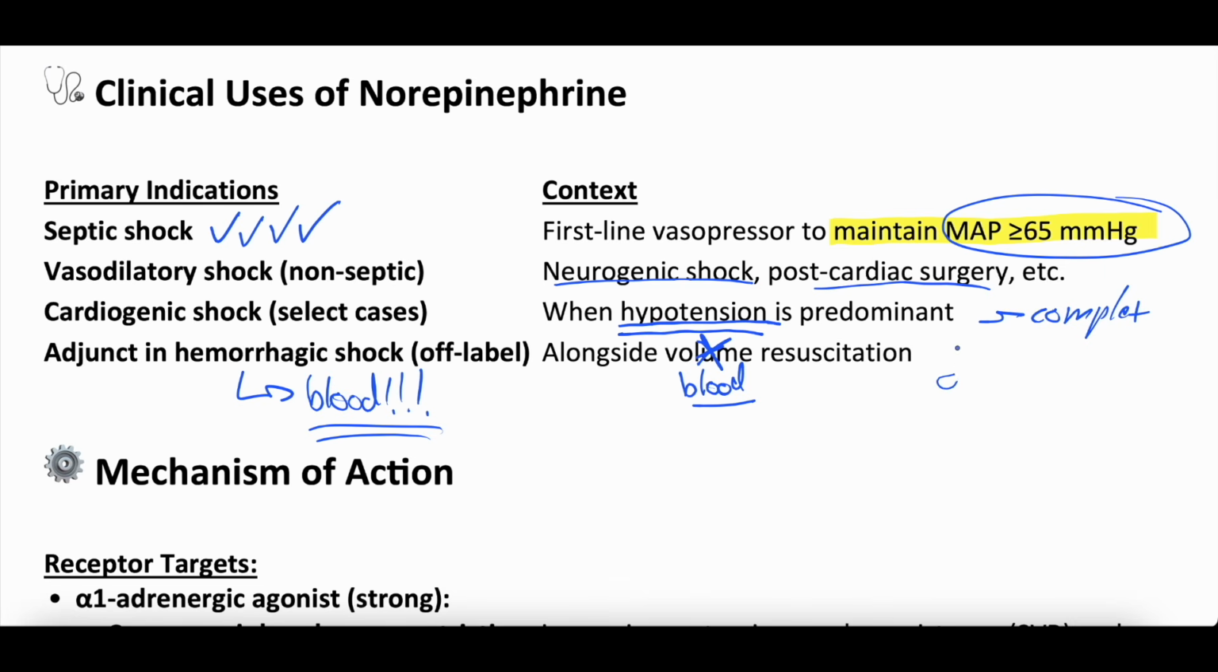So this is highly debated, but something to consider. Definitely, though, not something that is first line. Blood, and more blood, is first line for hemorrhagic shock every time. All right, mechanism of action.